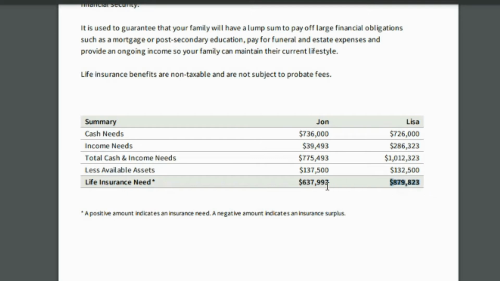Now, why is this important to know, and why is it important to calculate the needs? The reason is because at times I sometimes see couples thinking that they should get the same amount, but based on this calculation, you will see that in this example, having the same amount might not be appropriate for the circumstances. So once you see the summary of cash needs or immediate needs, income needs, and the available assets, which will give you the total.